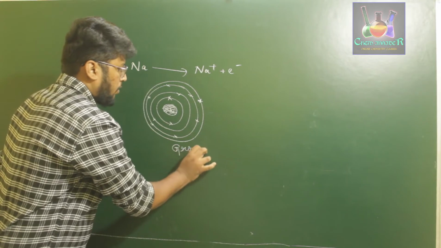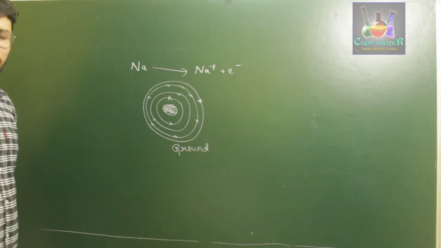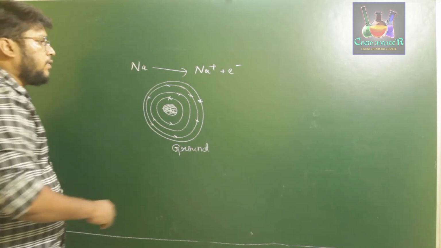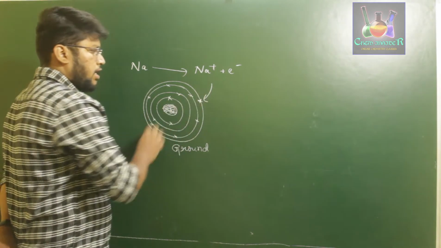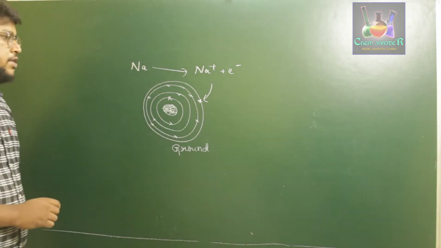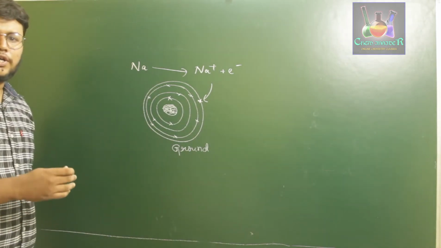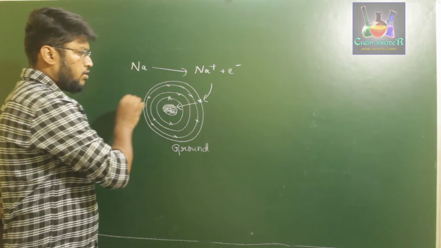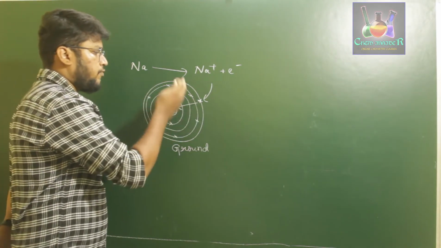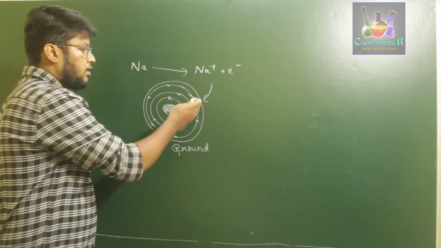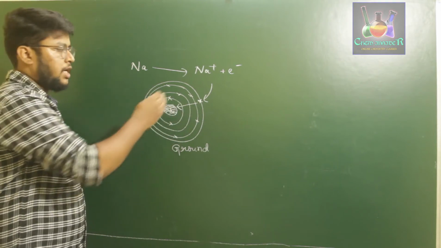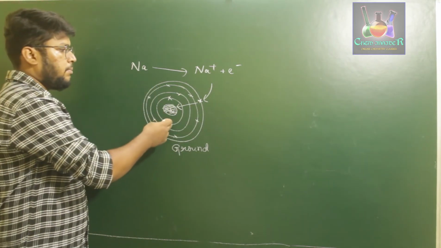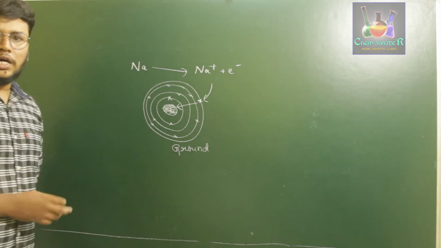Whenever you provide some amount of energy to an electron which is present in the ground state, it will get excited. So let us say I am providing some energy to this electron. It has to overcome the attraction of the nucleus, because these electrons are attracted towards the nucleus, and we have to provide sufficient energy such that this electron overcomes this attraction and gets excited. In such a manner we get sodium converted to sodium plus ion.